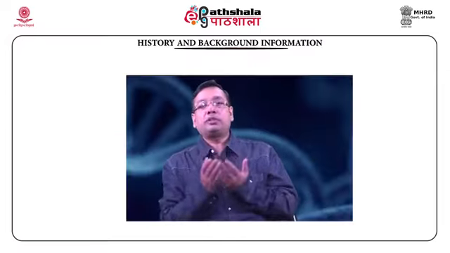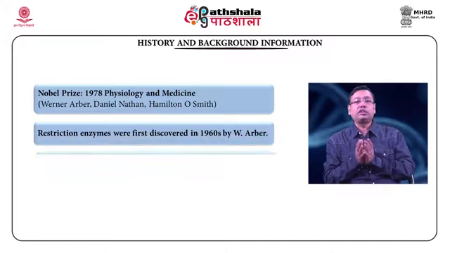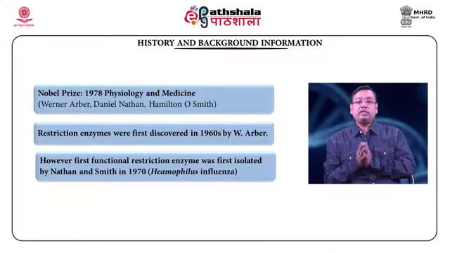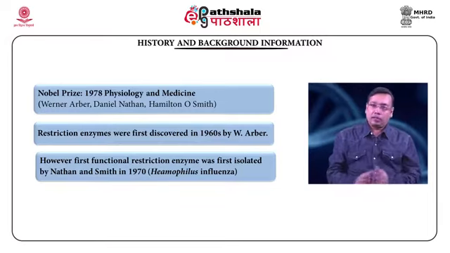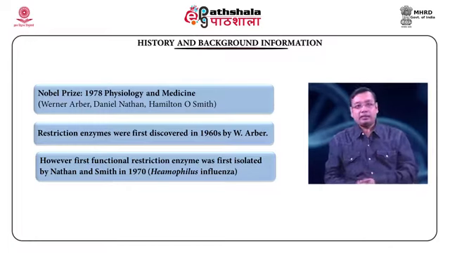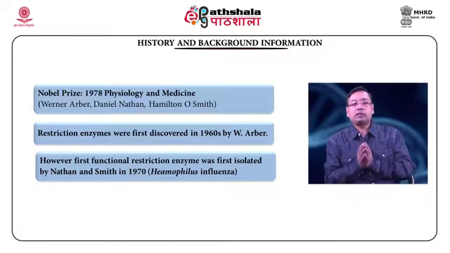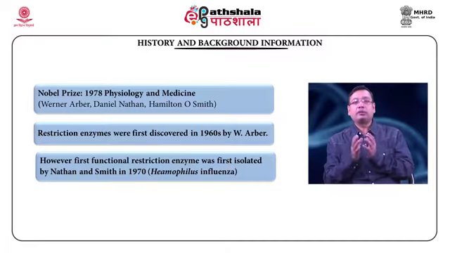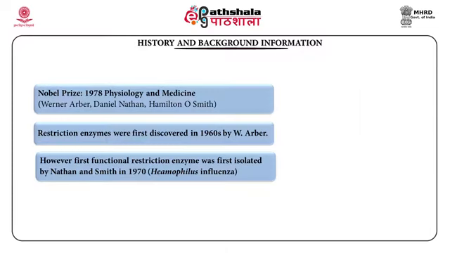So let's start with some history and background of the restriction endonuclease. Restriction enzymes were first identified and discovered by Werner Arber in the early 60s, however it did not really click. In 1970, Nathans and Smith first successfully isolated the restriction endonuclease, and for that in 1978 the Nobel Prize was given to this trio: Werner, Nathans and Smith.